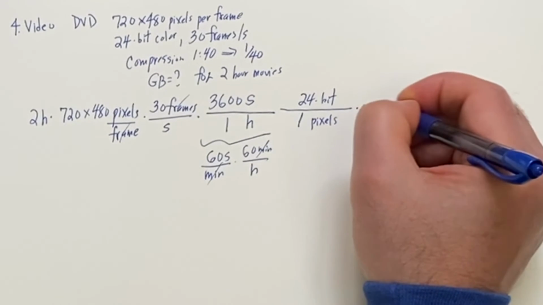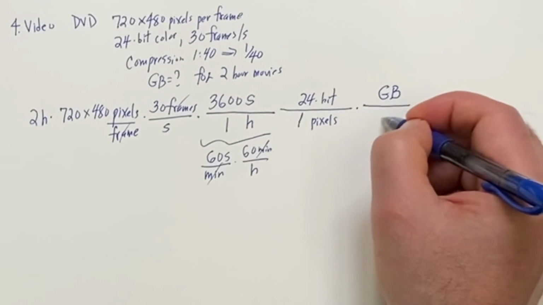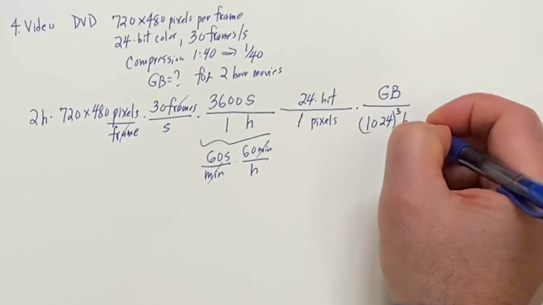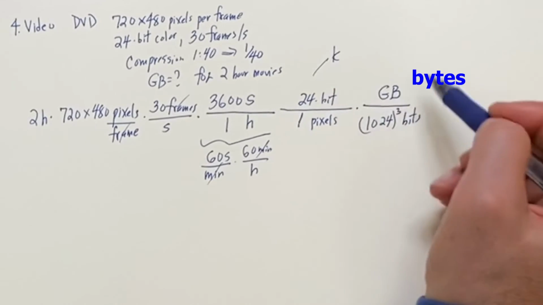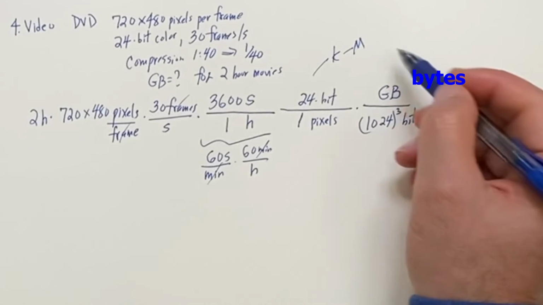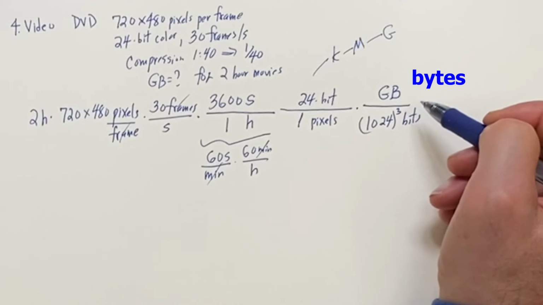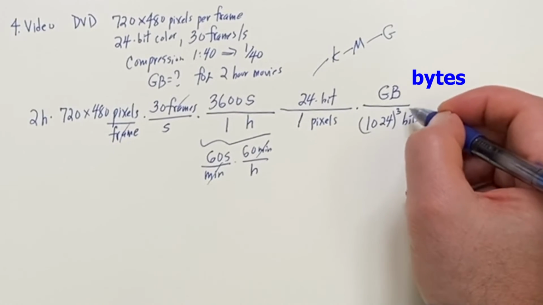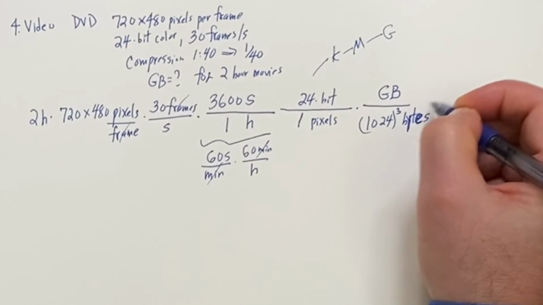And then I want to get rid of bits. So I want gigabytes, and that would be 1024 cubed for the bytes. You can do it in steps. If I want to go to kilo, I divide by 1024. I want to go to mega, divide by 1024 again. I want to go to giga, I divide by 1024 again. So that's cubed. And this is not bits, by the way. This would be bytes.